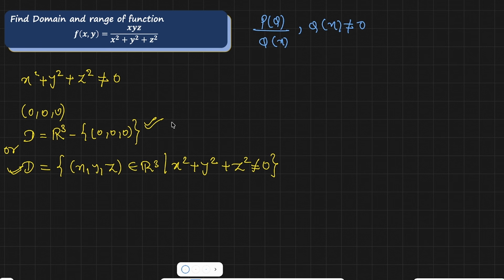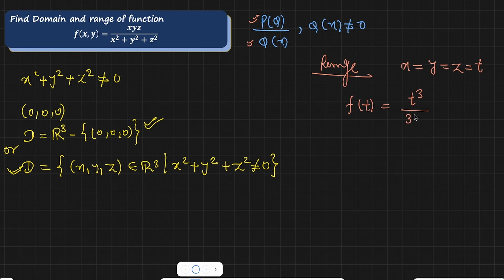And now one more thing: how to find out the range for this function? To find out the range for this function, again it is very simple. Because it is a rational function, a ratio of polynomials. When you take, let's say, x equals y equals z equals t, you will get a function of t that will be t cube upon 3t square, and this is nothing but 1 by 3 into t.